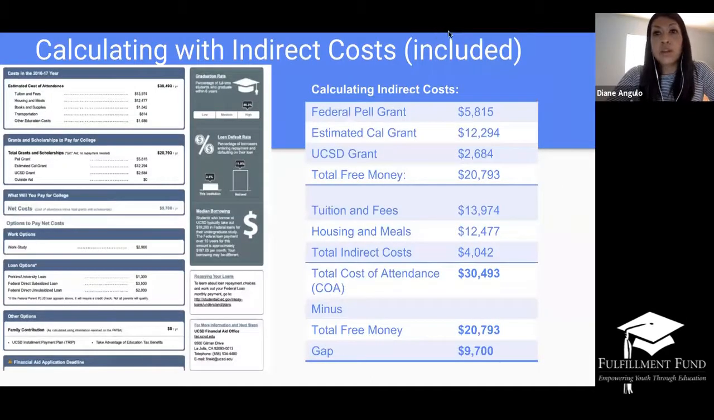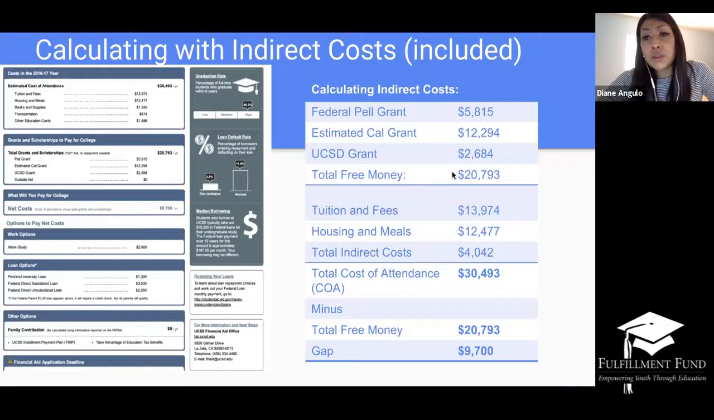Okay, I want to show you an example of calculating your award letter with indirect costs. This is the same award letter that I showed you earlier. What you're going to do is take all of your free money. You're going to calculate your free money, which is the federal Pell Grant, the estimated Cal Grant, and in this case the UC San Diego grant. That's going to equal your total free money, which in this case is $20,793.